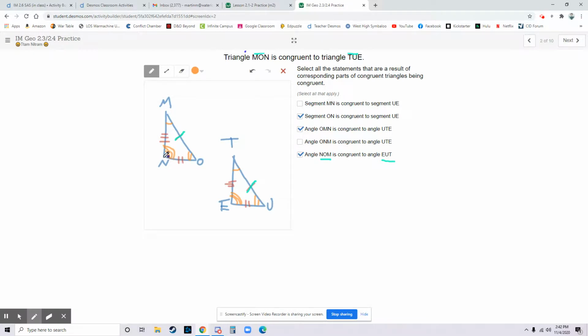Angle NOM means this angle right here between N and O and M, where O is the vertex. And is that congruent to EUT? Well, start at E, go to U, end at T. Yep, sure enough, those angles, they're in the same place. So those angles are congruent.